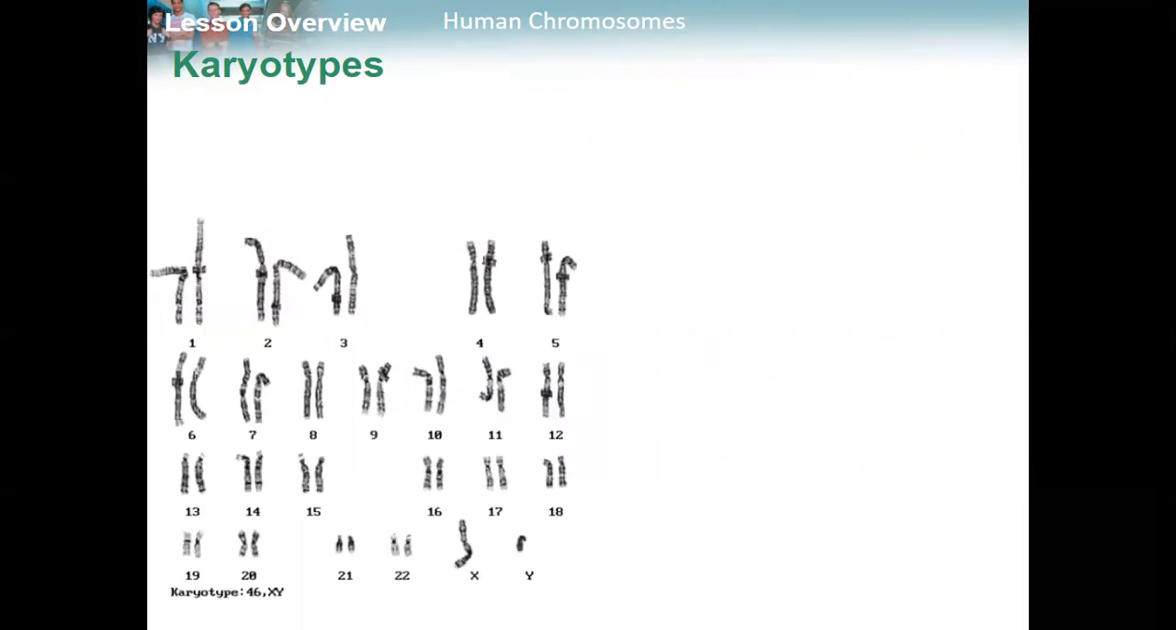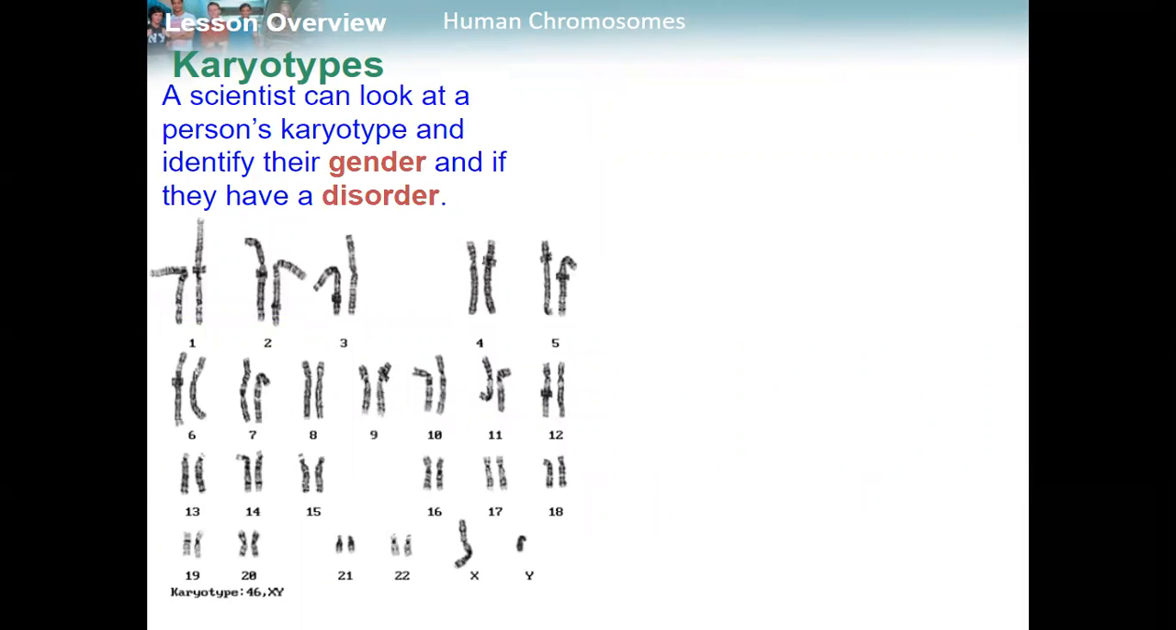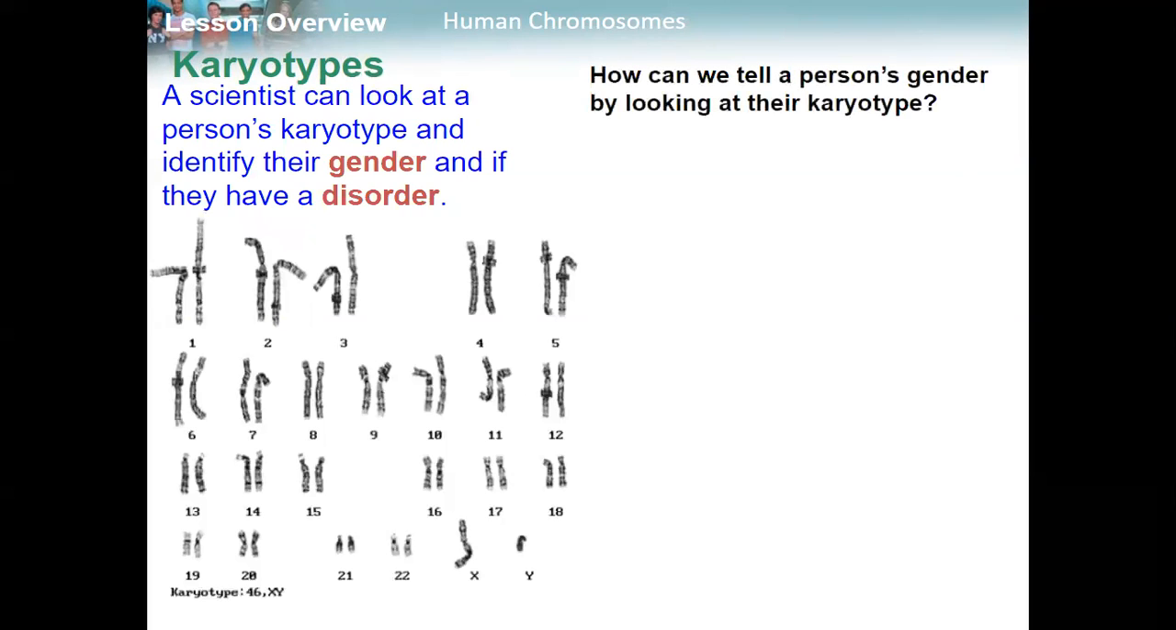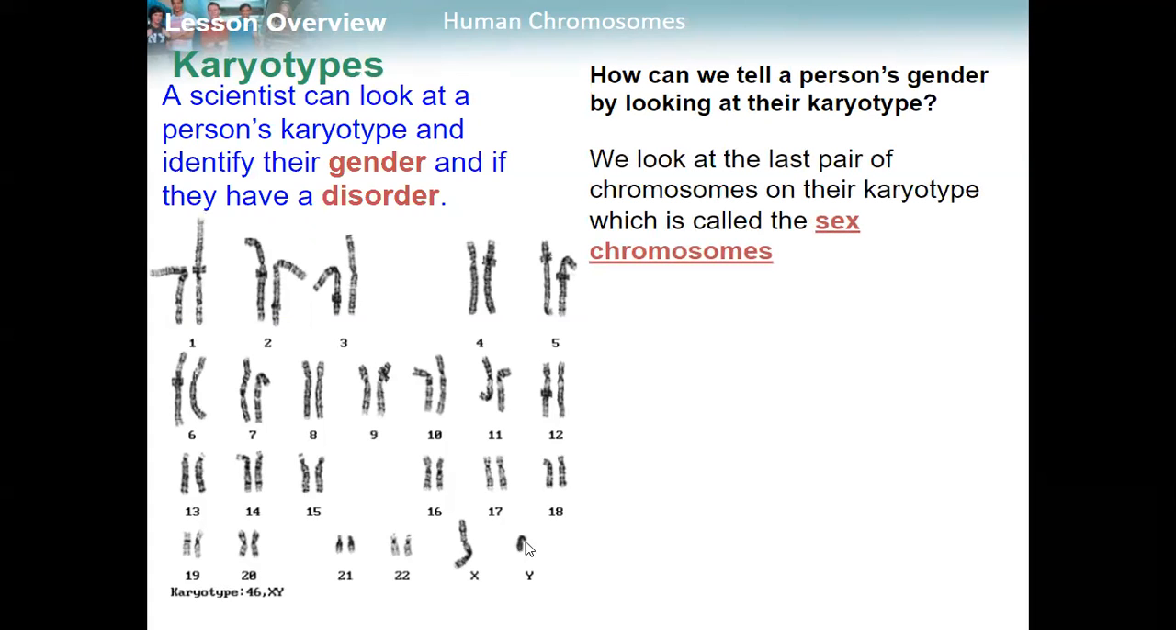All right, so what information can we find out about this diagram, this karyotype? A karyotype is just a picture of a person's chromosomes. Well, a scientist can look at this and see two things: the person's gender, and also if they have a genetic disorder or not. Now, how are we going to tell what the person's gender is by just looking at their chromosomes? Well, you got to look at the last pair of chromosomes, the ones that are not numbered. These are the sex chromosomes.